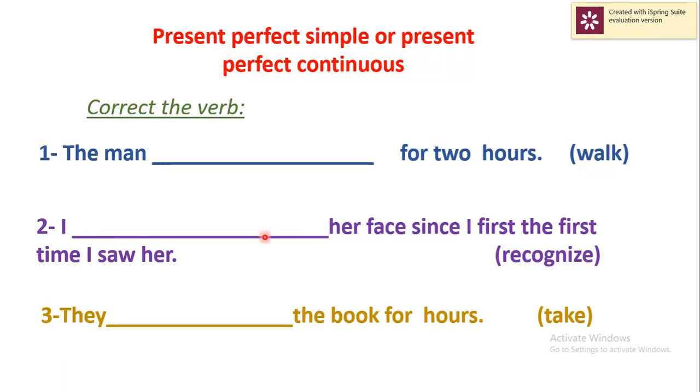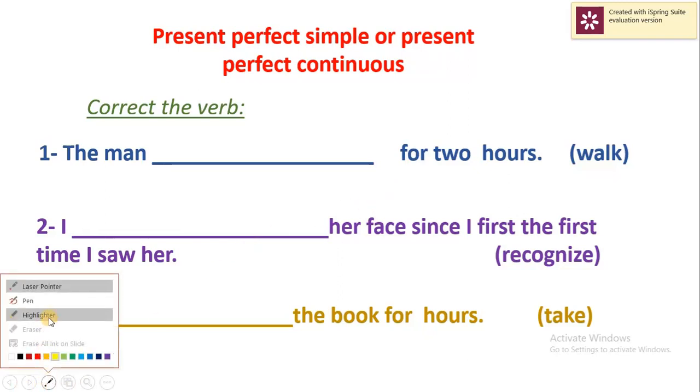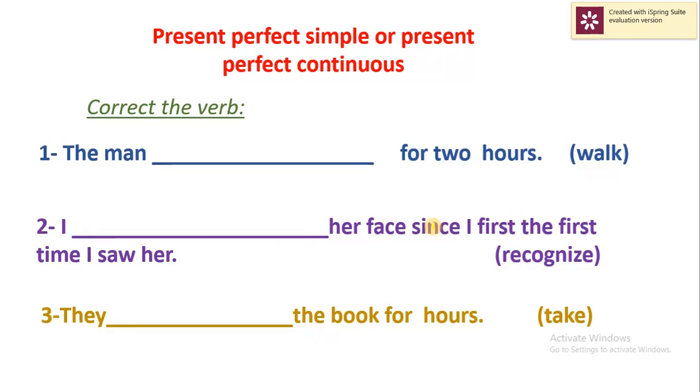Now, the first one, what do you think? Here we have the keyword for. When you have a sentence in the exam, you have to read the sentence very carefully, and you have to pay attention if there are any keywords. In this sentence, we have a keyword. It is for. And as we studied, for is a keyword for which tense? Yes, it is a keyword for the present perfect continuous.